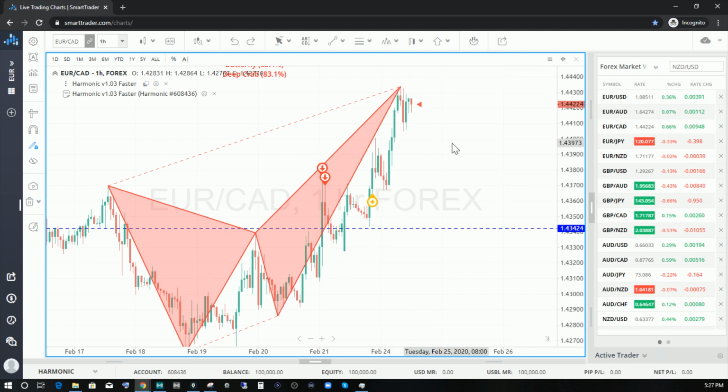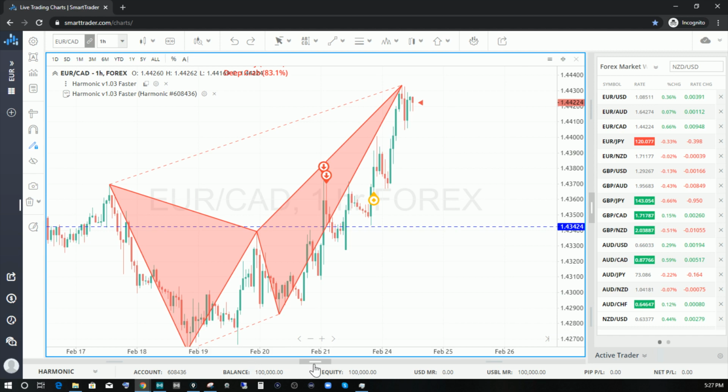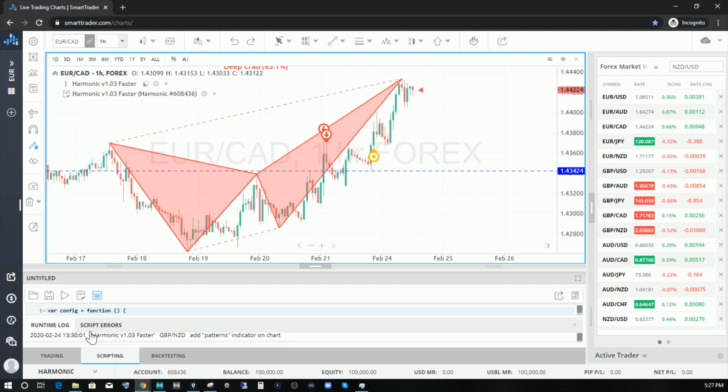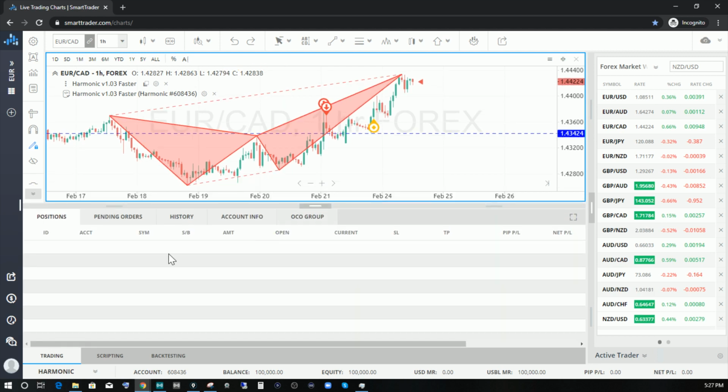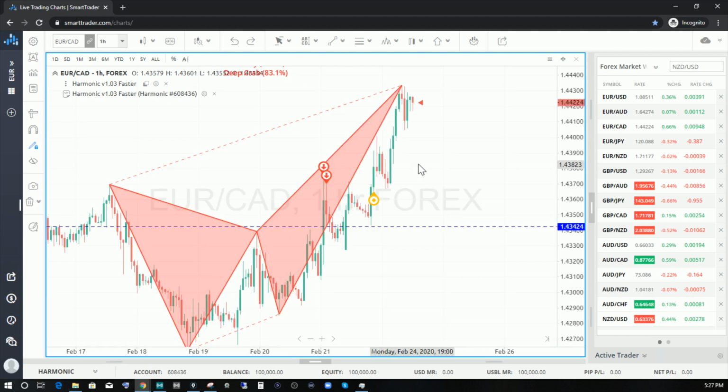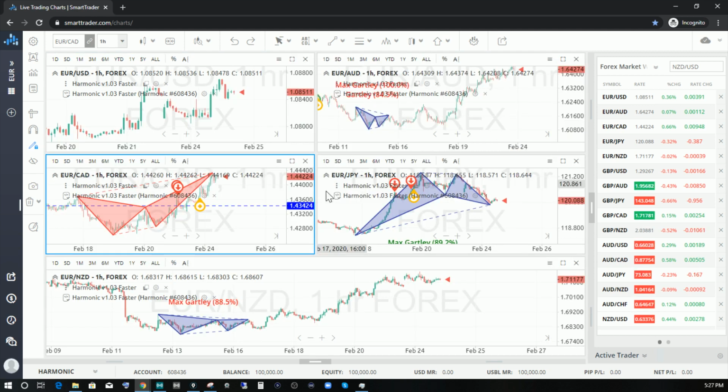Now, we're going to wait and see exactly what happens right here. Currently right now, nothing is in. Let's see here. We go to the trading log. Nothing is fired off yet. All right, good. No open positions as of right now. Okay. Let's go ahead and continue.